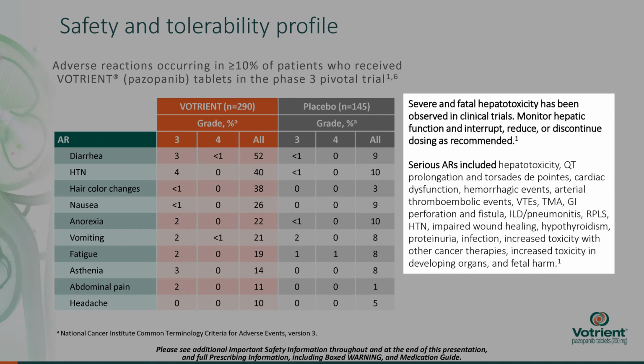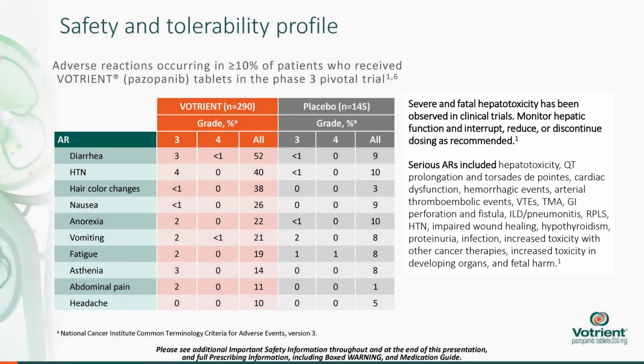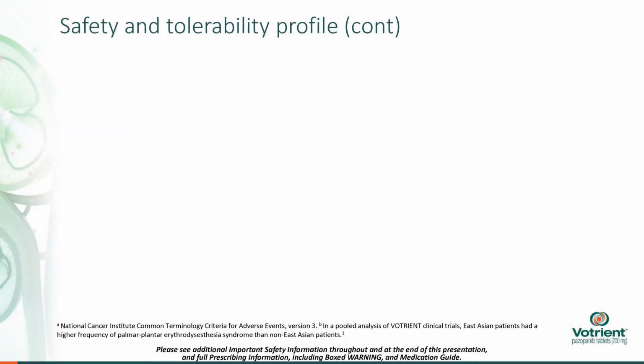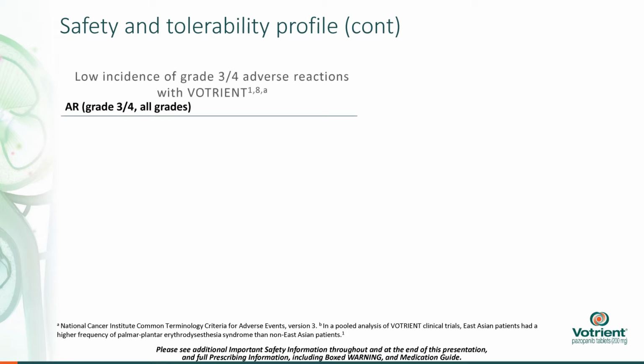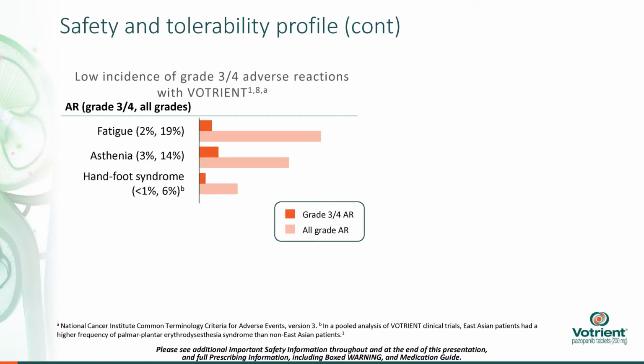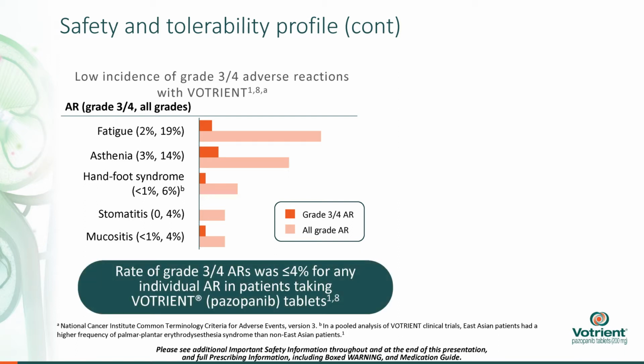Severe and fatal hepatotoxicity has been observed in clinical trials. Monitor hepatic function and interrupt, reduce, or discontinue dosing as recommended. The incidence of grade 3 or 4 adverse reactions with Votrient in the phase 3 trial was low. This graph shows the incidence of grade 3 or 4 and all grade toxicities, namely fatigue, asthenia, hand-foot syndrome, stomatitis, and mucositis. In patients taking Votrient, the rate of grade 3 or 4 adverse reactions was about 4% or less.